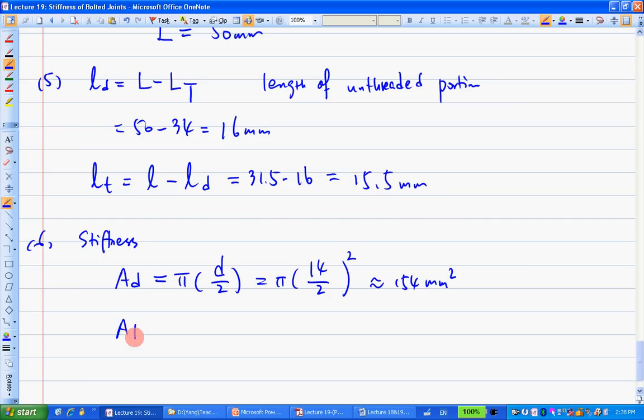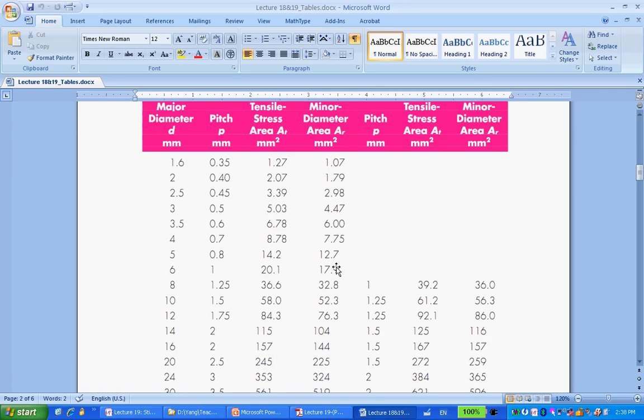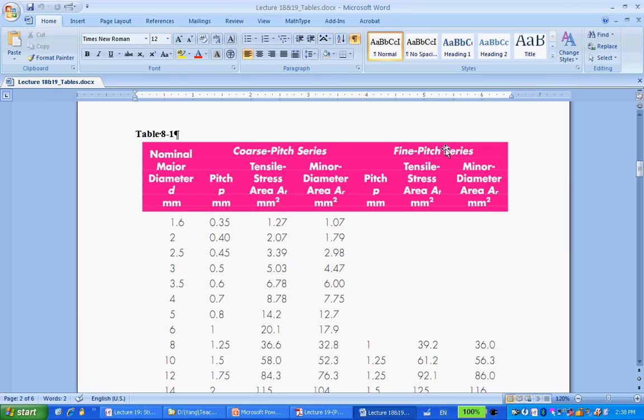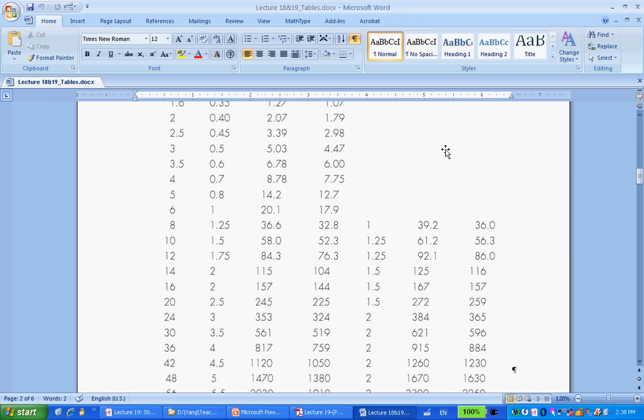And then AT, this is from table 8-1, the metric series. So in 8-1, look for the major diameter 14. Can you find the AT? Which one should it be, is it a coarse pitch series or a fine pitch series? How do I know? What is the current bolt giving here?